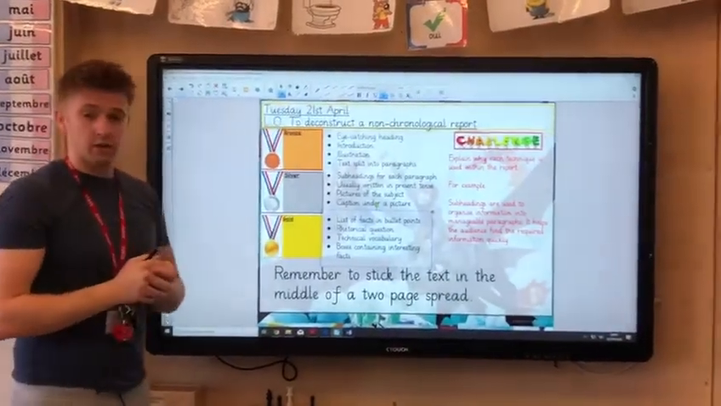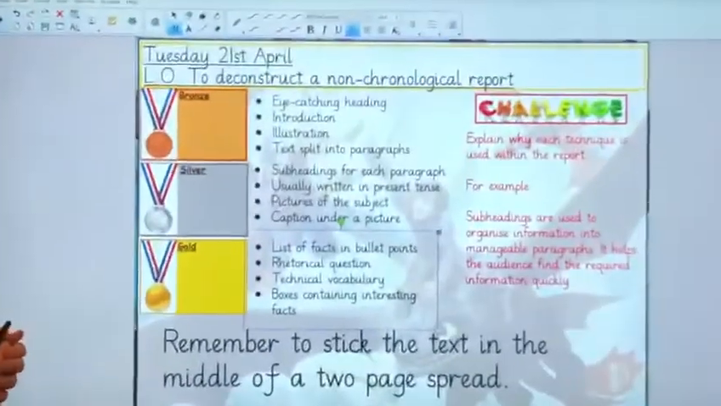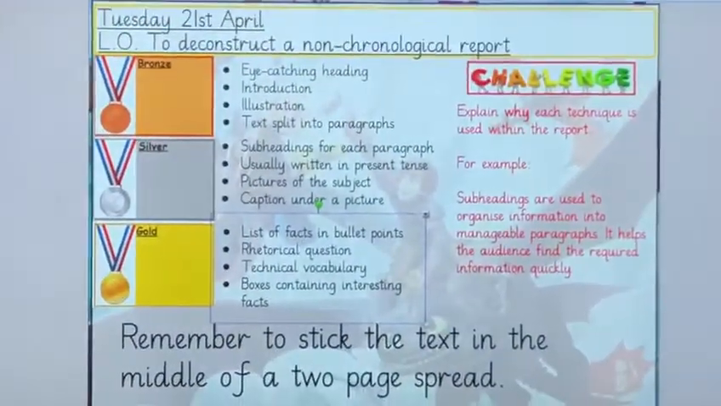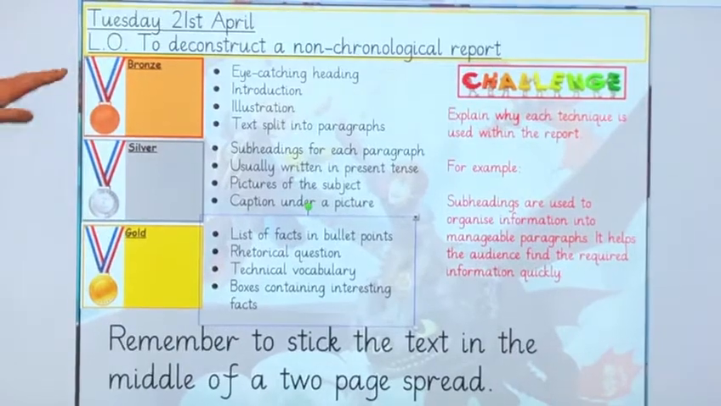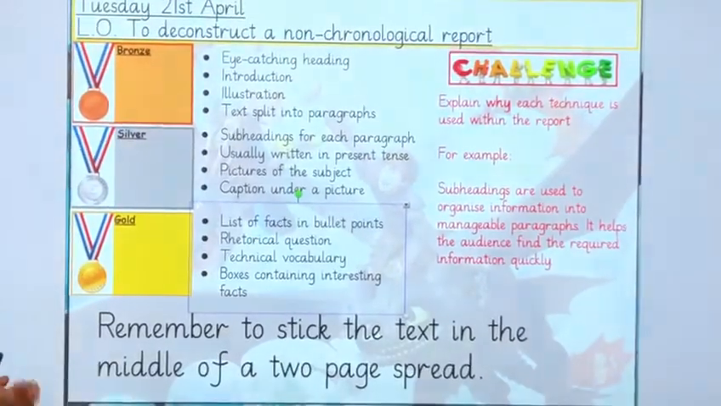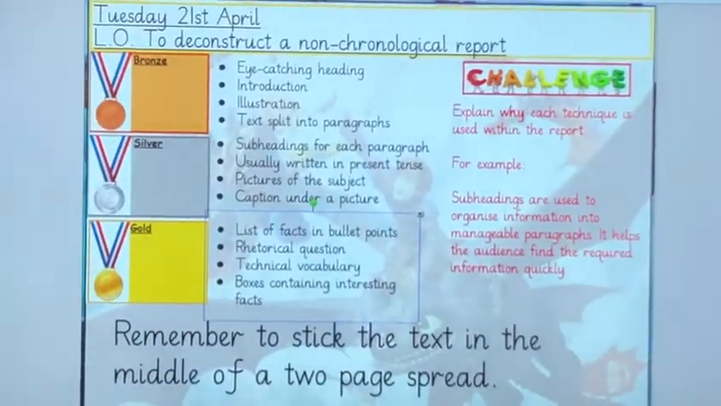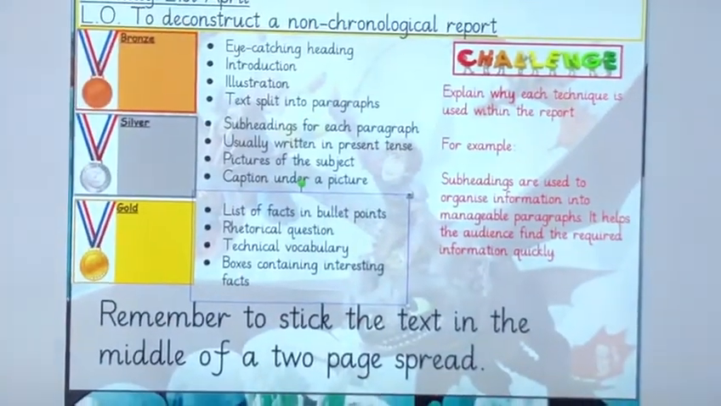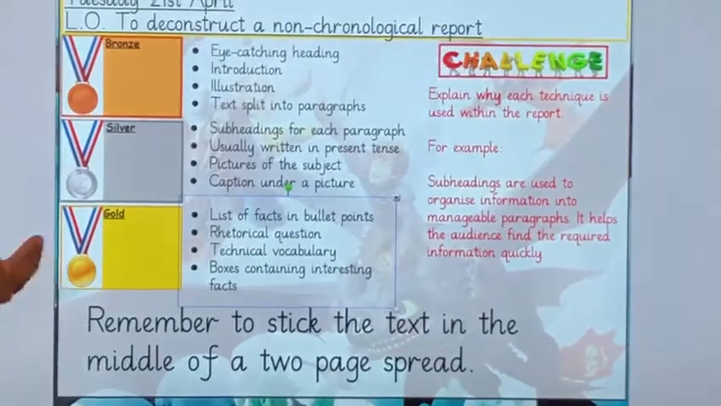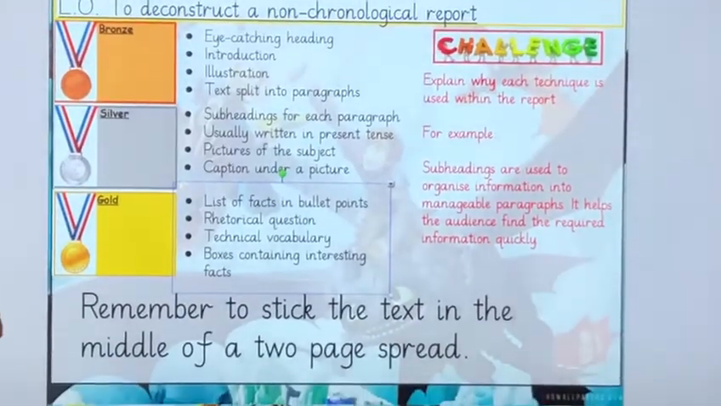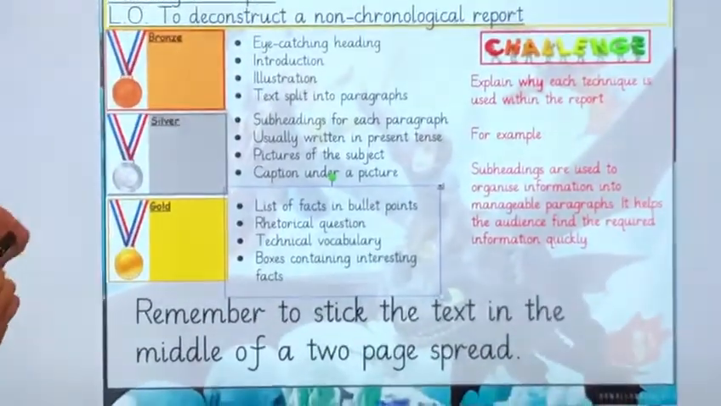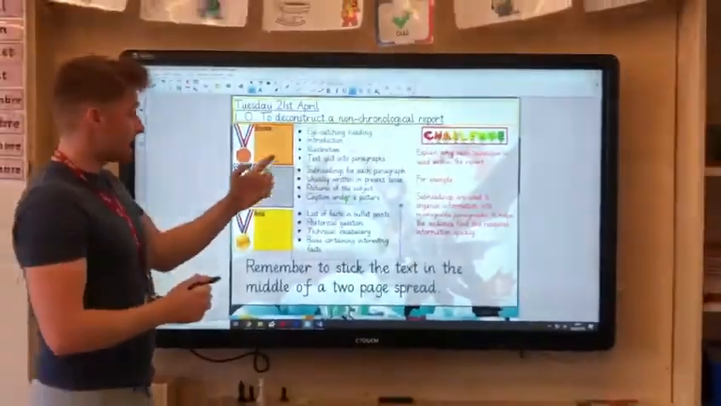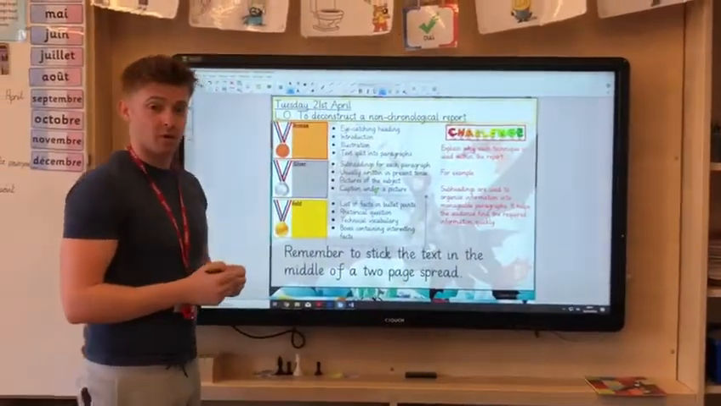So this moves us on to what your task is going to be today. Today's date is Tuesday the 21st of April, and your learning objective is to deconstruct a non-chronological report. If you're going to go for bronze, then you should at the very least be trying to identify these four features: an eye-catching heading, an introduction, an illustration, which is essentially the drawings within the document, and then the text that's been split into paragraphs.